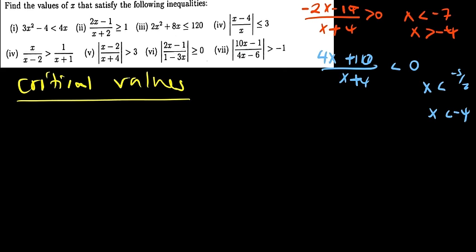Now I can come to my critical values. Although those ones, 4 and negative 4, are the same. So I'll say critical values: x is equal to negative 4, negative 7. I start with negative 7, it's okay. Negative 4 and negative 5 over 2.